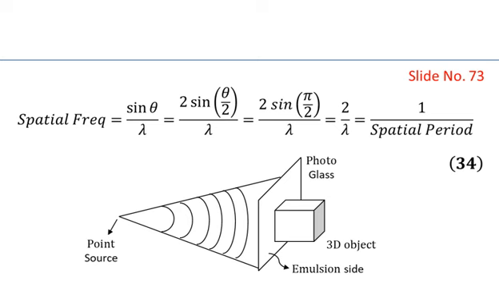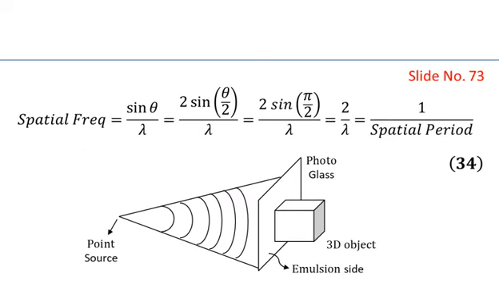In the denominator, you can set the denominator equal to lambda by 2, which could be the spatial period for the fringes that are formed on the photoglass. So we have the spatial frequency which is equal to 1 over the spatial period, and this spatial period over here is equal to lambda by 2 as given in equation number 34.